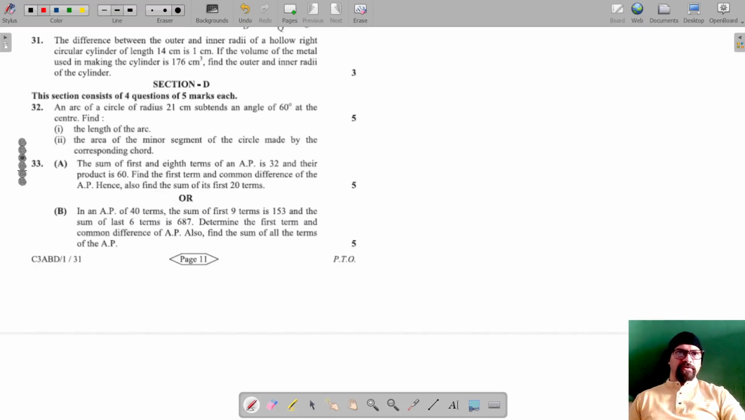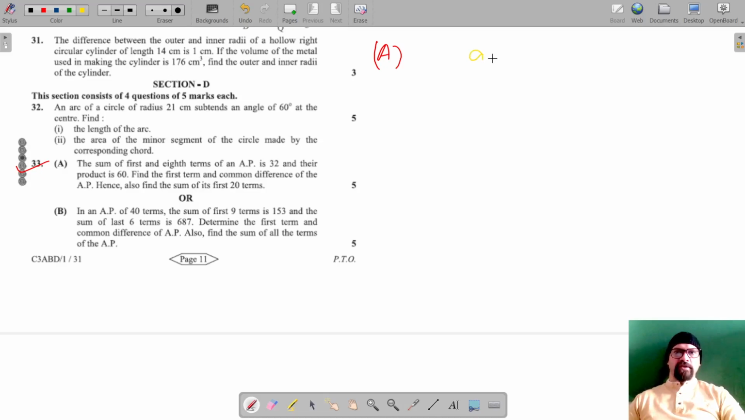For question number 33, part A. It's given that the sum of the first and eighth terms of an AP is 32, and their product is 60. We have to find the first term and common difference of the AP, and then we have to find the sum of the first 20 terms.